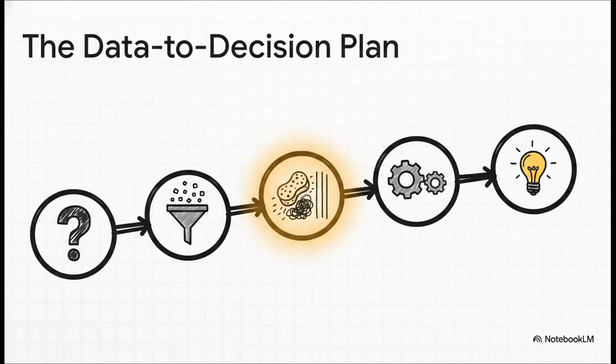So if there's one thing you walk away with today, let it be this 5-step process. You start with a clear problem. You gather all the data you can get your hands on. You meticulously clean and prepare it. And remember, this is the most important step. Then you build and test your models. And finally, you look at the results not just for accuracy, but for how useful they are in the real world. This is the blueprint for turning data into decisions.